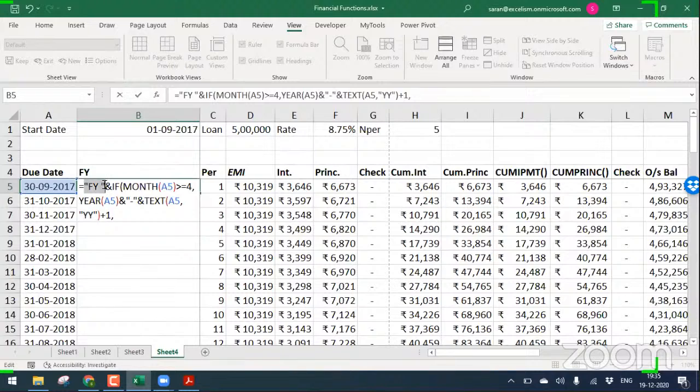FY space is nothing but the text which is constant, and the & symbol is to join the text with the other text. The IF function I have used to cross check whether the month of this is greater than or equal to 4. If so, then the year of this, that means take 4 digits, because the YEAR function by default gives you 4 digits, and then the next year 2 digits. How to get, first of all, the next year? This year +1 is the next year value, right?